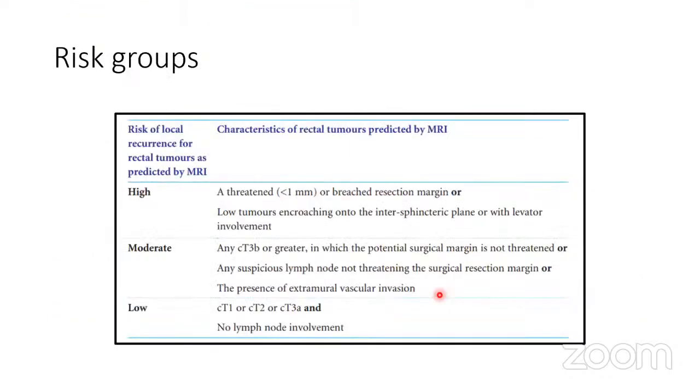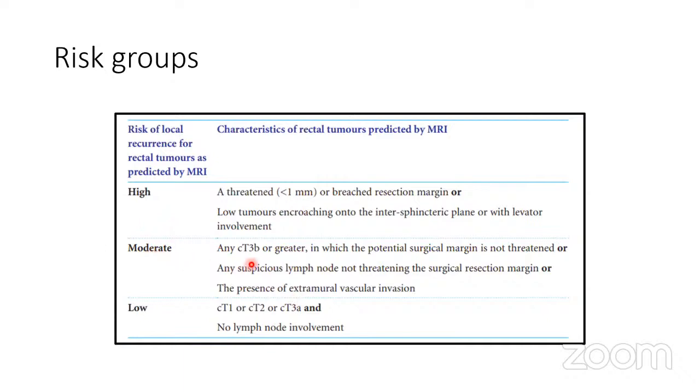So these are the risk groups we had earlier based upon the MRI. The low risk group are the patients with T1, T2, and T3A tumor, which is just extending beyond the muscularis propria, just less than 1 mm, with no lymph node involvement. These are the patients who are at very low risk of recurrence, and they do not require any form of neoadjuvant treatment and can go straight away for surgery.